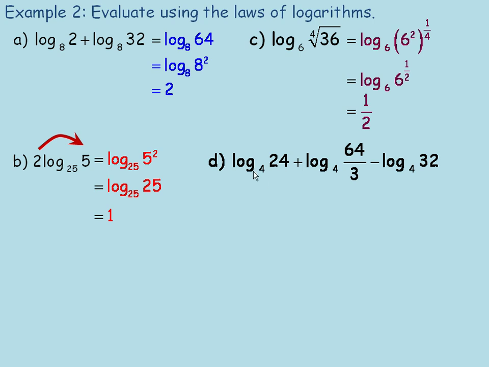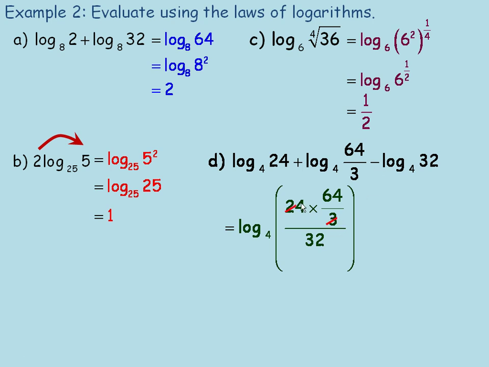In D, I have the log of 24 base 4. Notice they're all base 4. This logarithm and this logarithm are added, so I'm going to write them as one single logarithm, multiply the 24 by the 64 thirds, and this logarithm is subtracted, so I'll take that quantity and then divide it by 32. So this is what it looks like. Again, don't forget to write the log base 4 here. 24 times 64 thirds, because these logarithms are added, so I've multiplied the 24 by 64 thirds using that product law. And then the quotient means I'm dividing by the 32, because that one's subtracted.